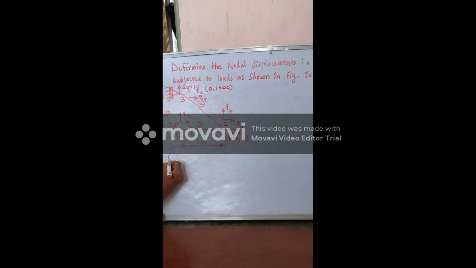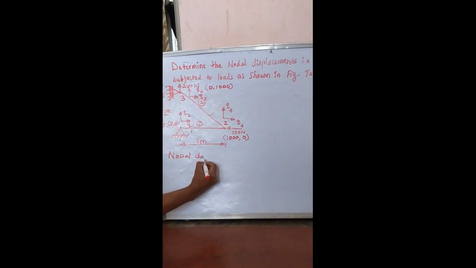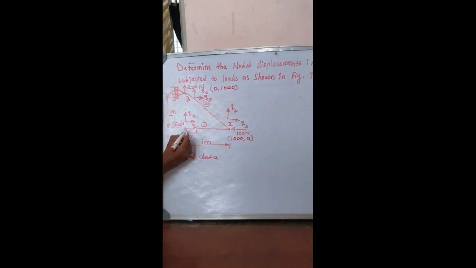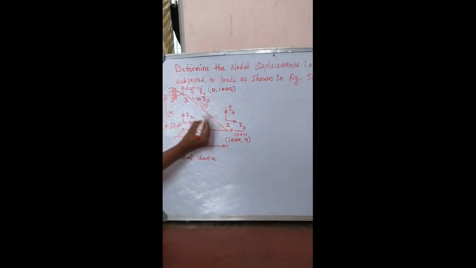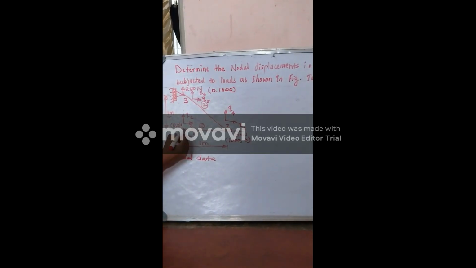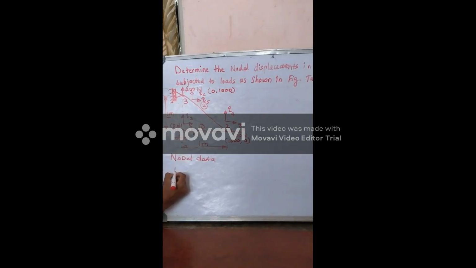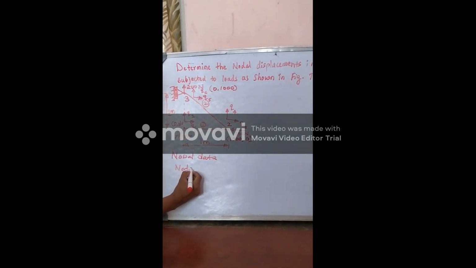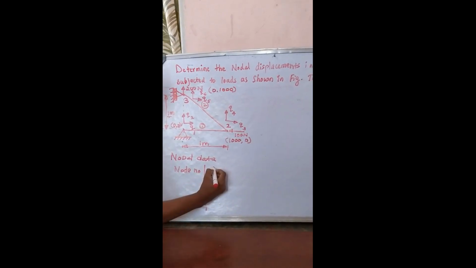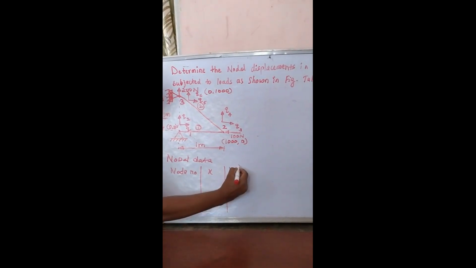Okay. Now in order to solve this problem, we need to write two data. One is called the nodal data. In this nodal data, we will write the number of nodes present. In this particular truss given, we have three nodes, node 1, node 2 and node 3. So I will write like this: node number, x coordinate and y coordinate.